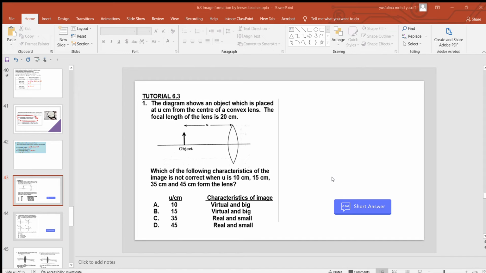The inference for this experiment is that we need to show that the image distance is influenced by the object distance. That means if you keep increasing the object distance, what will happen to the image distance: will it decrease or increase? The aim of the experiment is to study the relationship between the object distance u and image distance v for a convex lens. I will show you a video of how this experiment can be conducted in the lab.